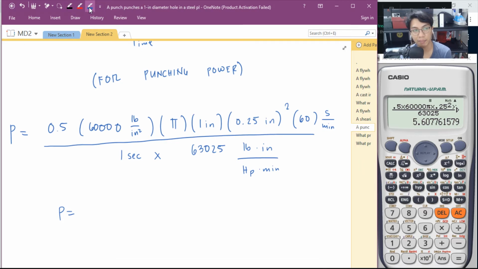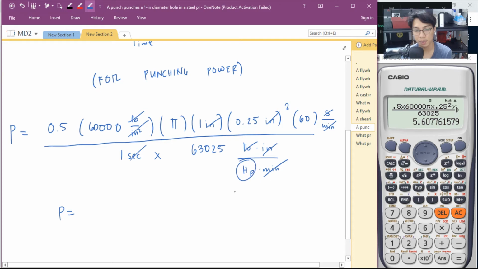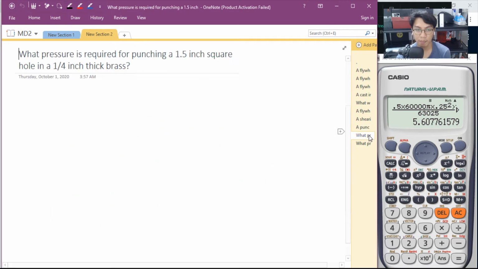Pakita natin yung cancellation. Pounds, yung inch squared, yung inch, yung minute, yung second. Ang natira is HP. So that is 5.61 HP. Ang total punching power na meron dun sa iyong flywheel. Now, for the next problems, direct substitution na ito.